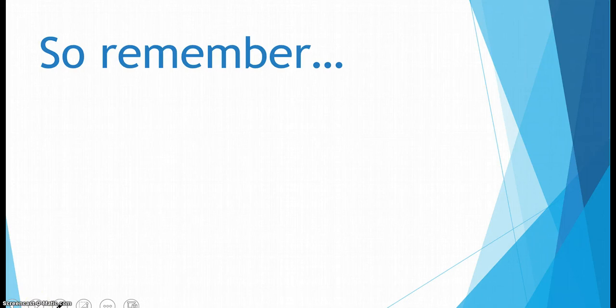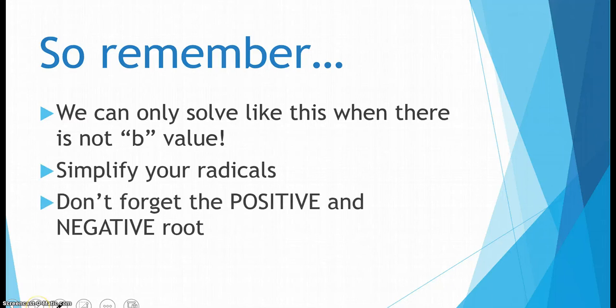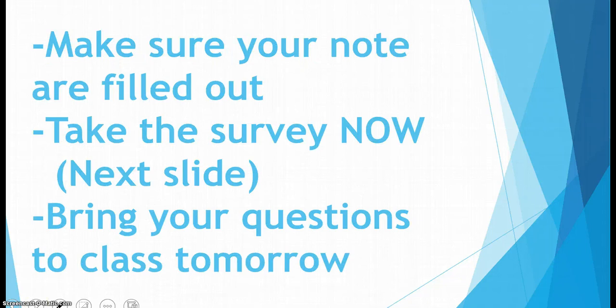So remember, we can only solve like this when there is not a b term. Simplify your radicals, and don't forget the positive and the negative of the root. You can't take the square root of a negative number. If you have a negative, you've got to take out an i. It's an imaginary number.